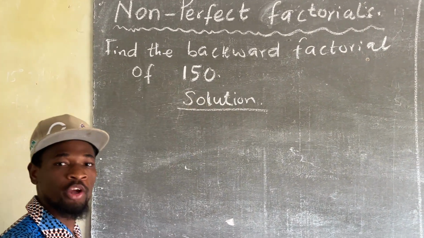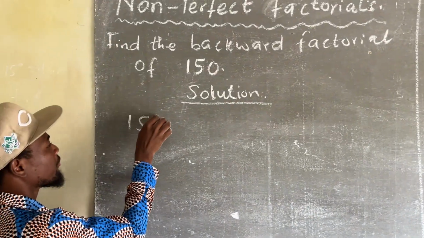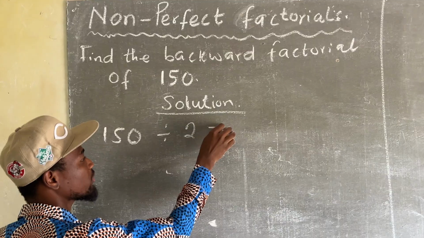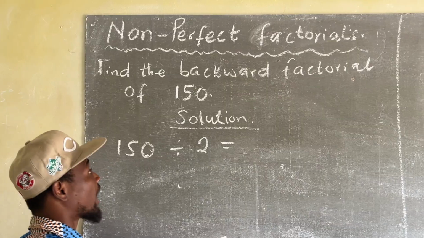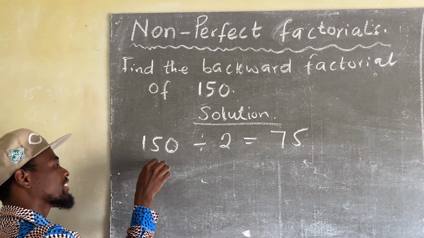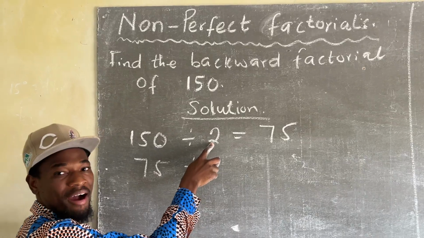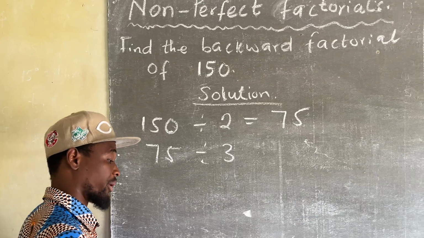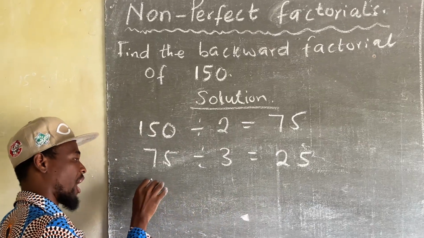We will begin with the number 150. So I have my 150 over here, divided by the integer 2. What is 150 divided by 2? We have 75. So I take my 75, then divide by the next number after 2, which is 3. Divided by 3, I have 25. Then I'll pick my 25.